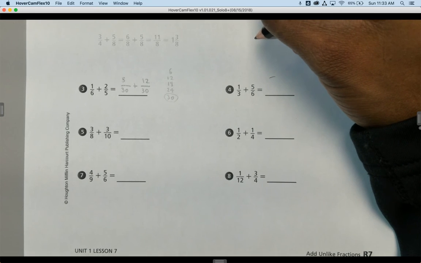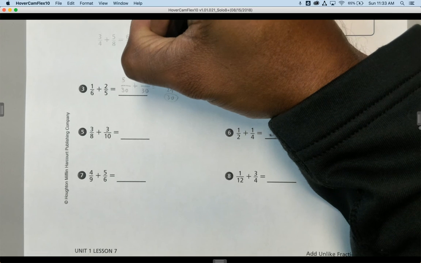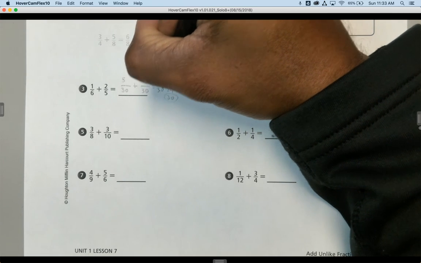And bring it on home. 5 and 12 is 17. Our answer, I know it's a little crowded here on my space, but our answer is 17/30.